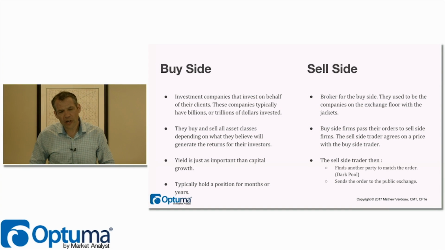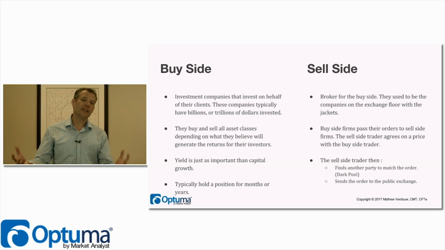So when you look at the market, there's a buy side and there's a sell side. Now the buy side firms are the huge investment companies, the Fidelities, the Morningstars, the Vanguard, etc. They are basically the funds where they are buying the equities, the commodities, the fixed income, and they're pooling all this client money together to buy investments. So that's the buy-side firm.